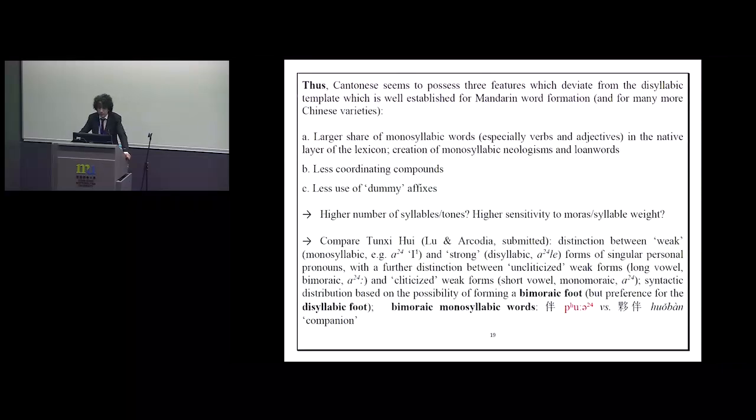So Cantonese, at least, not all of you, but at least Cantonese, seems to possess three features which deviate from the disyllabic template, which is very, very well established for Mandarin word formation and for many other Chinese dialects. A larger share of monosyllabic words, at least in the native layer of the lexicon, and the creation of new monosyllabic neologisms and monosyllabic loanwords, mainly from English. Fewer coordinating compounds, a smaller share of coordinating compounds, and less use of these dummy affixes for prosodic purposes.